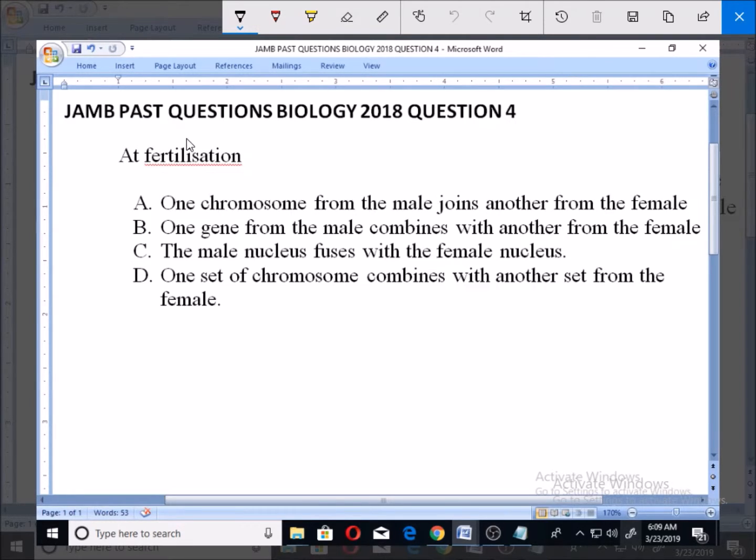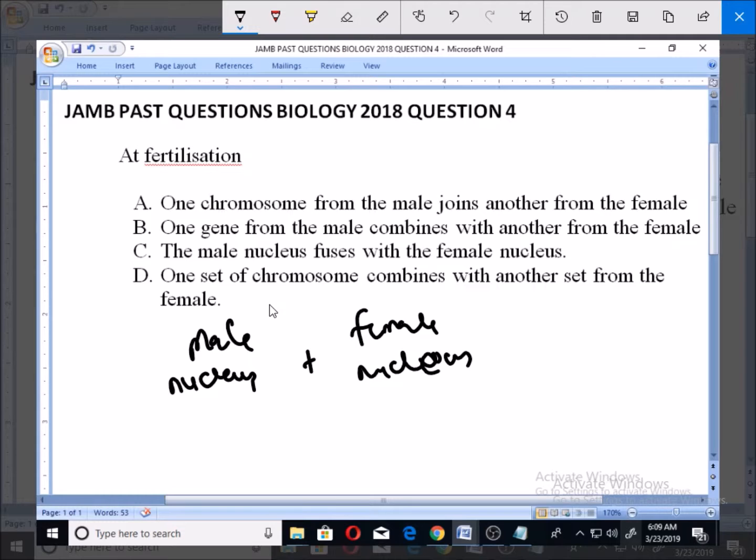So what actually happens during fertilization? We all know that fertilization is what happens when there is this fusion of the nucleus from the male with that of the female. But this is fertilization on the surface. In details, we know that fertilization is what occurs when there is fusion of chromosomes in two haploid gametes.